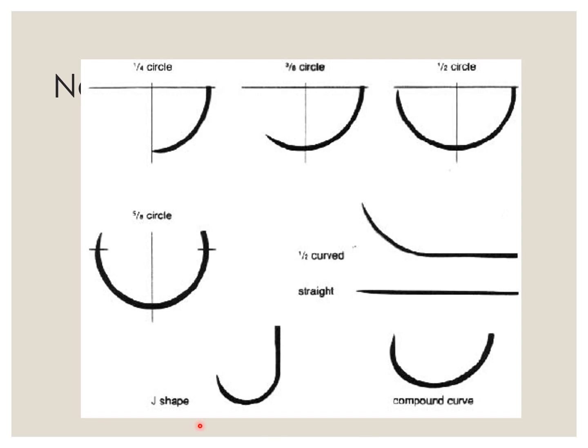So these are the types of the needle. This is the 1/4 circle, 3/8 circle. This is the half circle needle. Then 5/8 circle needle. This is the half curve and straight needle. This is a J-shaped needle, and this is a compound curve.